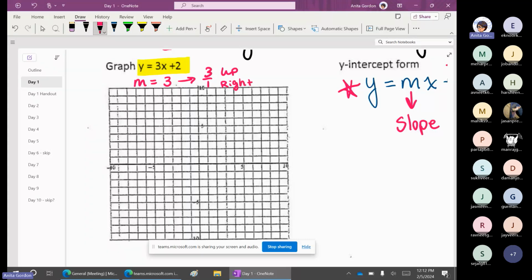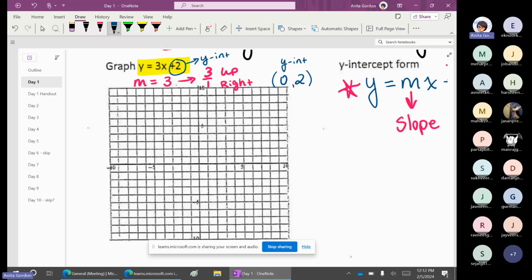What other piece of information do I have? Y-intercept. Right? This is my y-intercept. Remember that when we talk about intercepts, we're talking about a point on the graph. So how would I write this as a coordinate? Is it 0, 2 or 2, 0? 0, 2 because it's a y-intercept, so the number goes with the y.